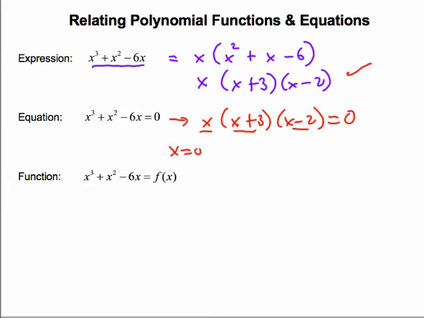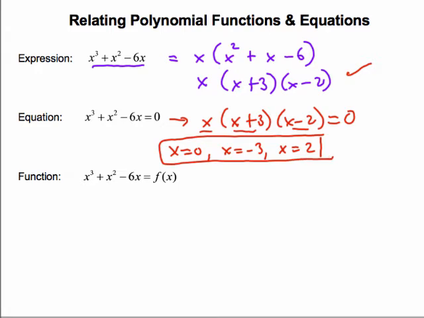So x must equal 0. x plus 3 must equal 0. In other words, x must be negative 3. Or x minus 2 must equal 0. In other words, x must be equal to 2. And we get the roots of the equation.